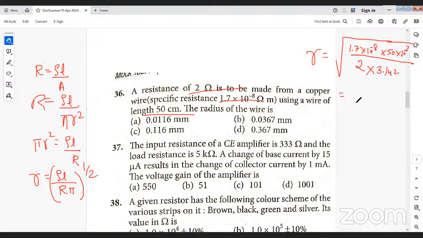So if you simplify, how much are you getting for the r value? Your value is 0.0367 millimeter. Option B is the correct answer. Yes, check it out and see if it comes.